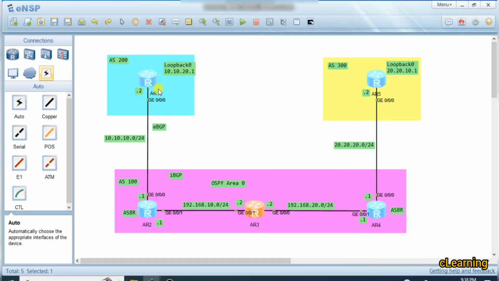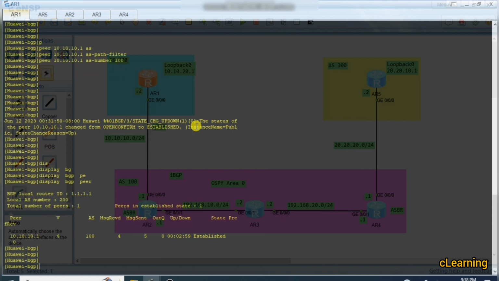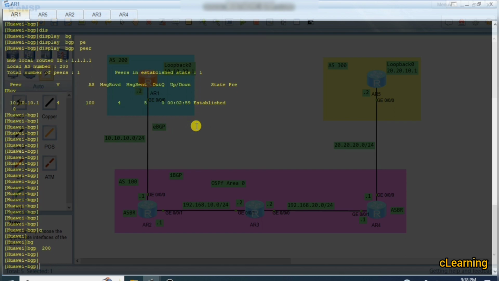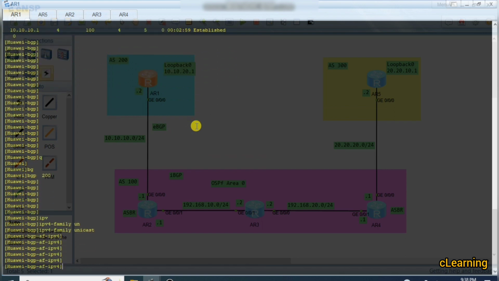Now we go in the interface and define the network here. How do we define a network? There are three types of defining a network. One is the incomplete route, another is the network command, and the third one is import route. So we go here in this router, we are in BGP 200, and here IPv4 family unicast, this is the command, and now we define the network here.